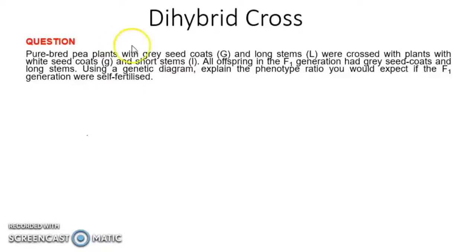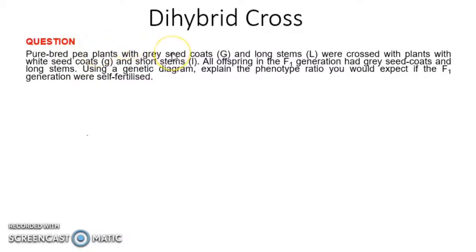Since in this question it is already given that grey seed coat is represented by the dominant allele, which is capital G, it means that grey seed coat is a dominant phenotype. Long stem is also a dominant phenotype because it is represented by the capital L here. So white seed coat and also short stem are both recessive phenotypes.